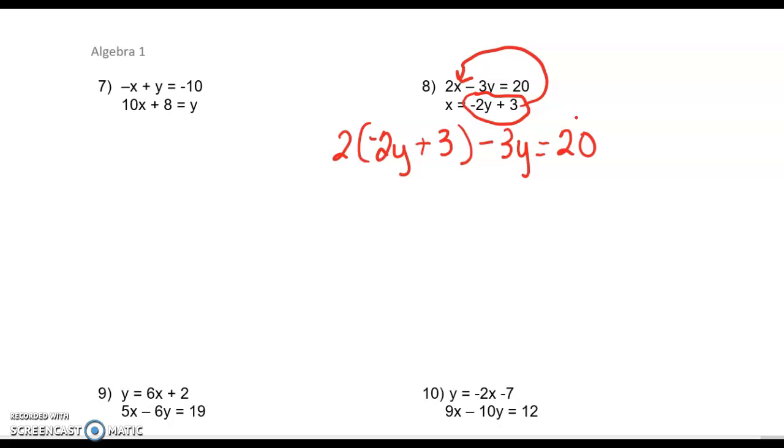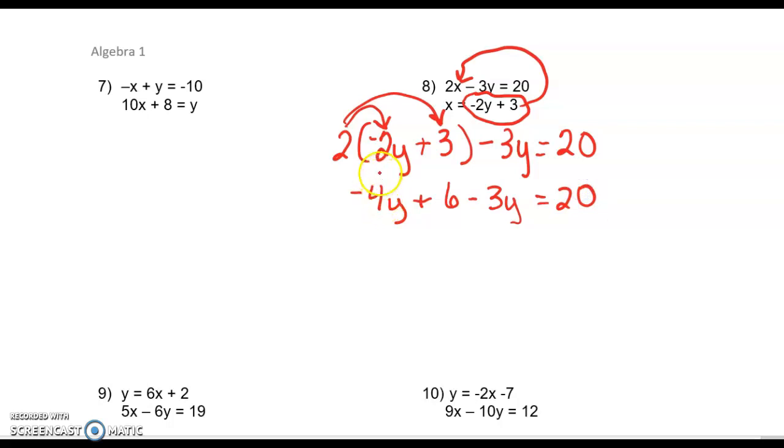Okay, so now my next step is to continue simplifying. Now that I have taken my value for x and put it in place of x in the other equation, I need to continue simplifying. All right, what does it mean? Here, reaching back really deep to distributive property. We need to distribute the 2 to each term inside the parentheses. So 2 times -2y is -4y plus 2 times 3, which is 6. Take away 3y equals 20.